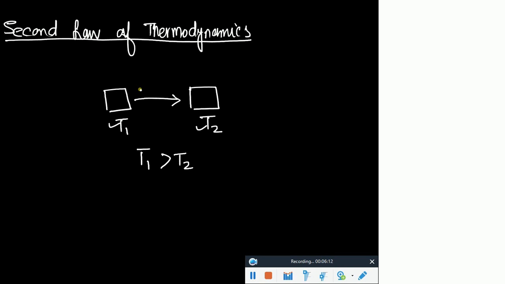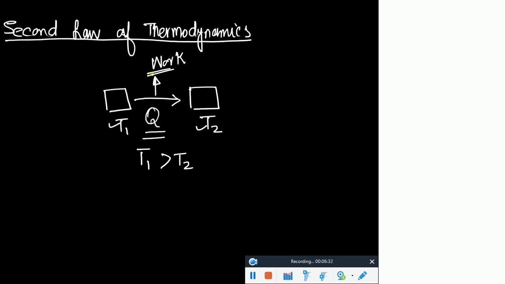So what you need to do is transfer this energy into some form of work. Now the point is, can you convert the whole amount of energy into work?